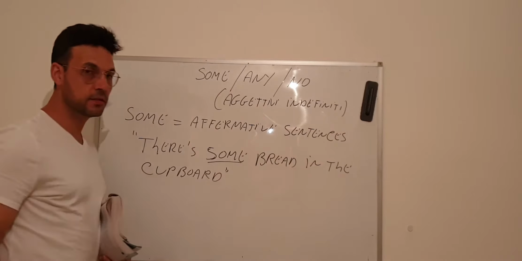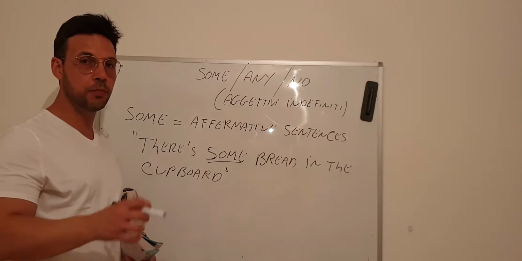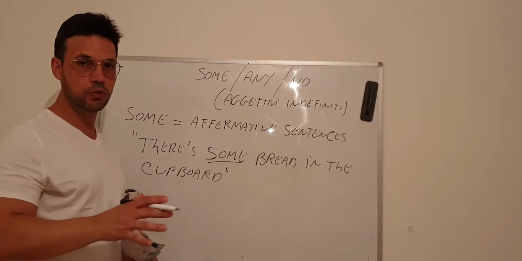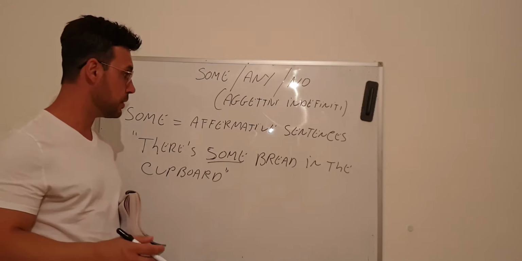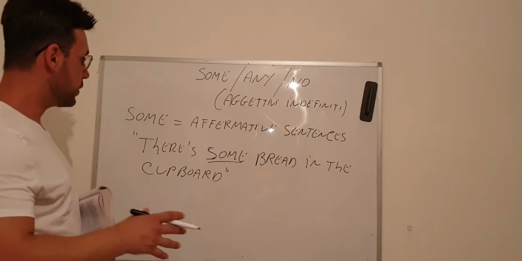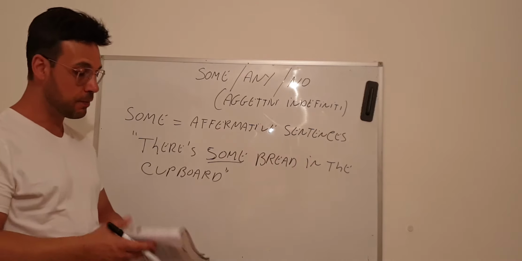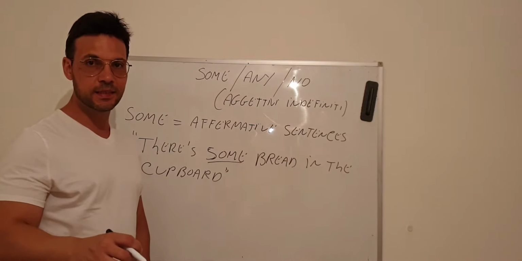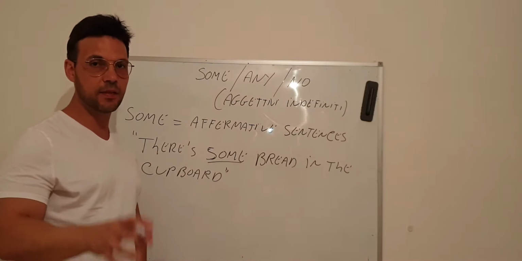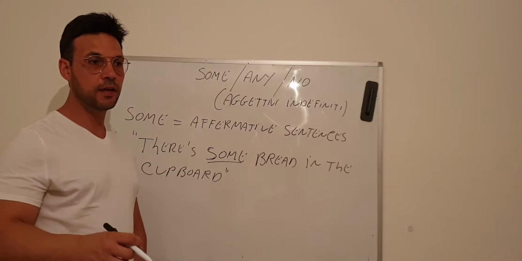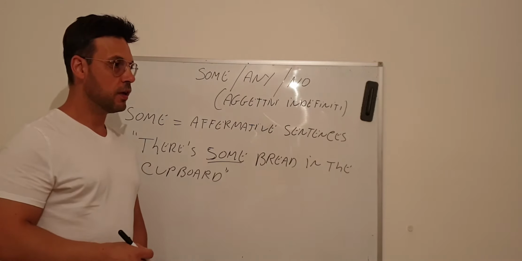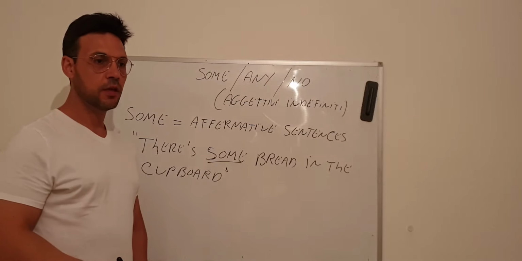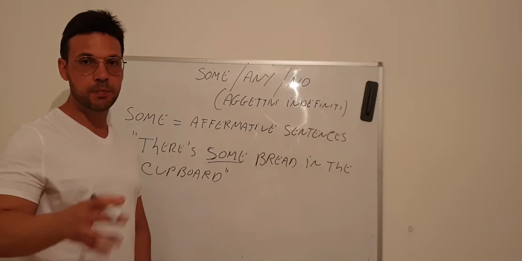So there's some bread, and we can use some and any with uncountable and countable nouns. Quindi con i nomi numerabili e non numerabili. Quindi non c'è differenza, possiamo usare con entrambi. Quindi there's some bread. Or another example could be there are some pens in the bookcase. Or, I don't know, there's some salt in this pasta.